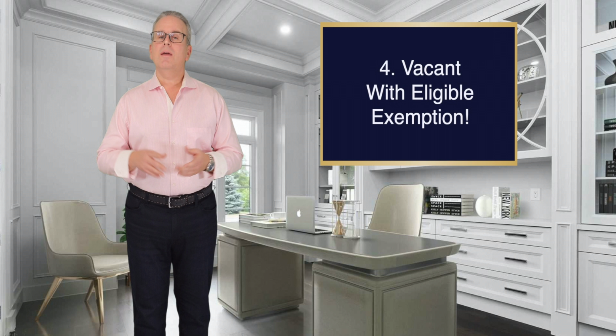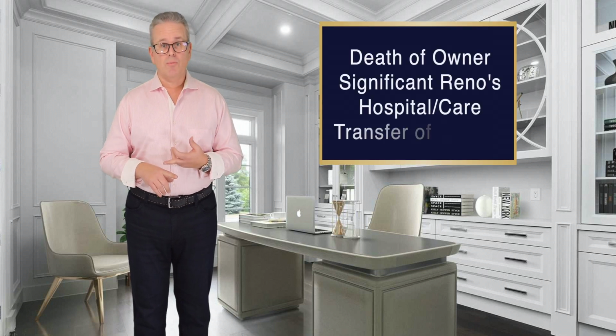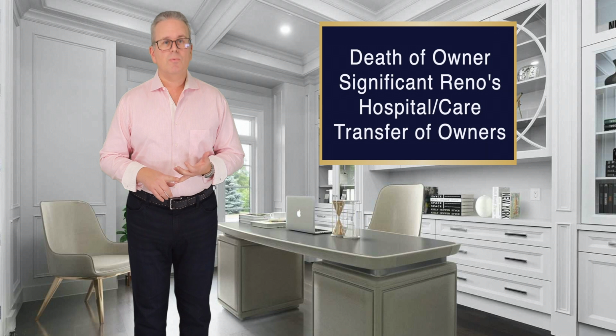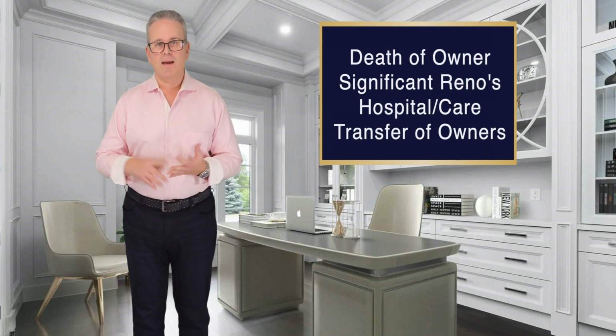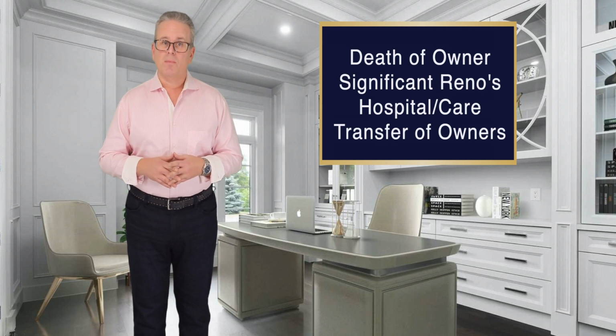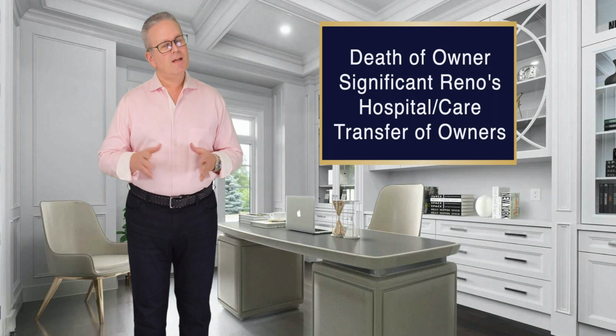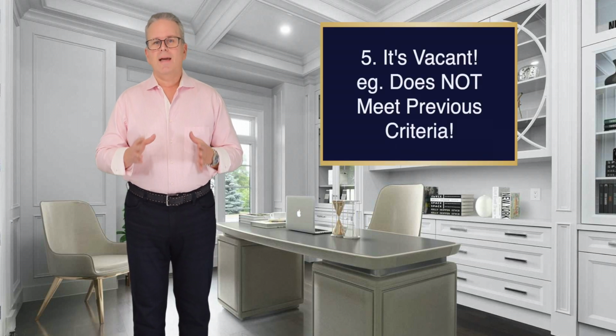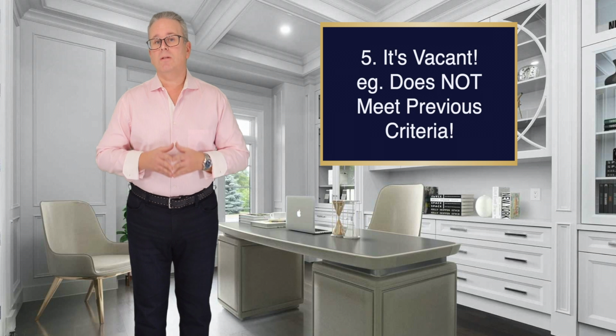Number four is vacant with an eligible exemption. Eligible exemptions include death of a registered owner, significant repairs and renovations, the principal resident is in the hospital or seeking external long-term care or medical care, and transfer of legal ownership. If status number four applies to you, you don't have to pay the Toronto vacant home tax. And number five, or the fifth type of declaration that you can make, is you can select it's vacant or deemed and determined vacant. If the property doesn't meet any of the previous four criteria and it has been vacant for 6 months or more, then the Toronto vacant home tax is applicable.